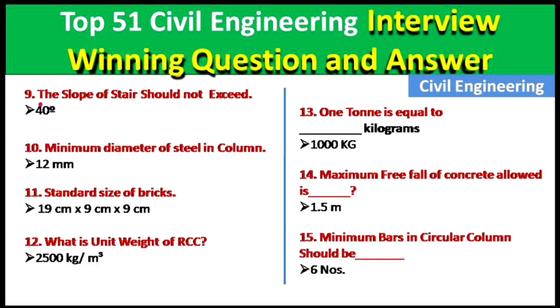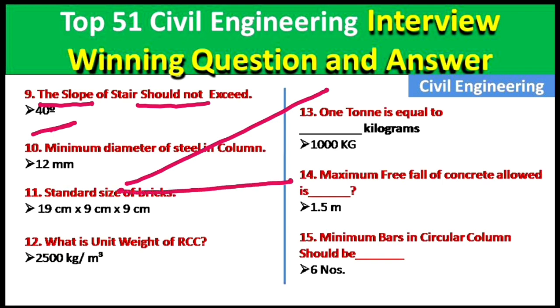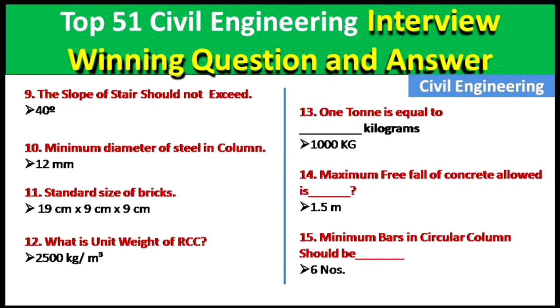Okay, point number 9 is: the slope of stairs should not exceed 40 degrees. Okay, if we are constructing a staircase, then its angle should not exceed more than 40 degrees with the horizontal. Okay, now point number 10 is: what should be the minimum diameter of steel in a column?